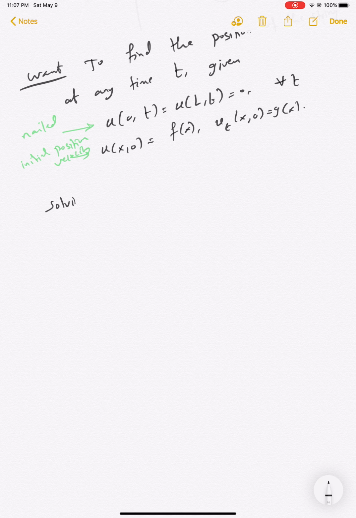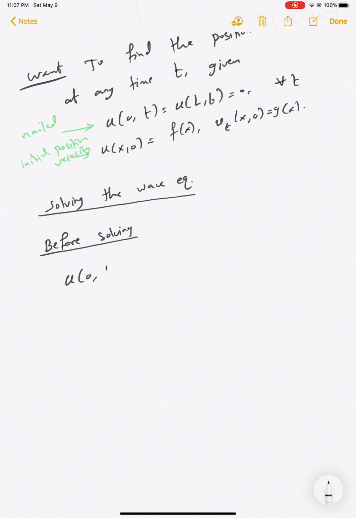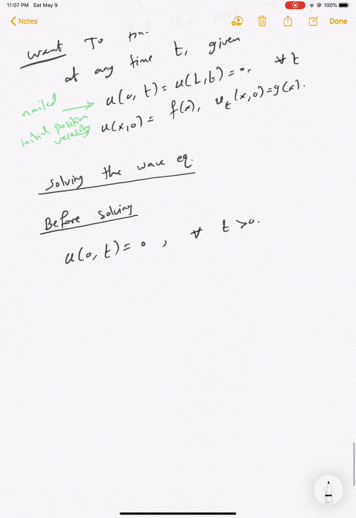Solving the wave equation. Before we start solving, let's look at the condition u(0,t) equals 0 for all t. So at any moment, the string is nailed at the endpoints. This is the first endpoint at 0, and the other condition is u(l,t) equals 0. Let's look at this first condition.